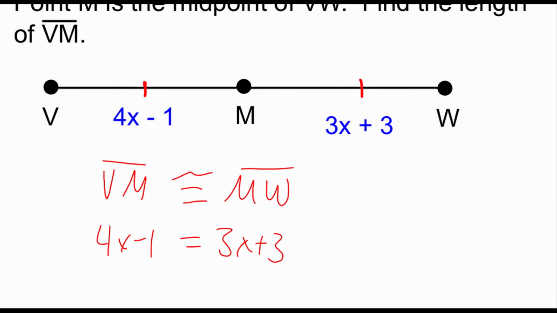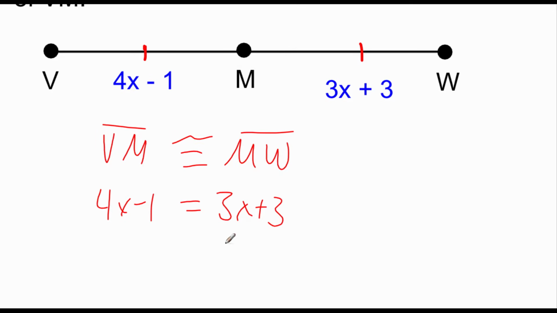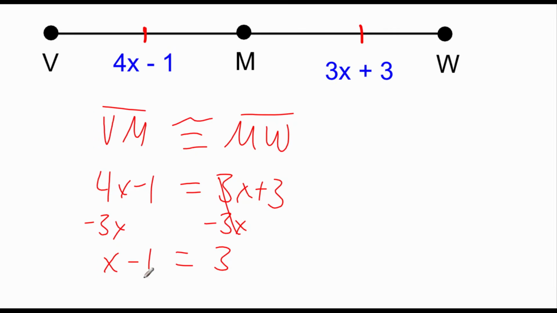Now we're going to do a little bit of algebra. We want to get our x values on one side and our numbers on the other side. I'm going to subtract the 3x over to the left-hand side. 4x minus 3x leaves just a plain x, and the 3x's cancel out on the right-hand side. We still have the minus 1, and this equals 3. To get x by itself, we add 1 to the right-hand side, so that cancels out, and we get x equals 4.